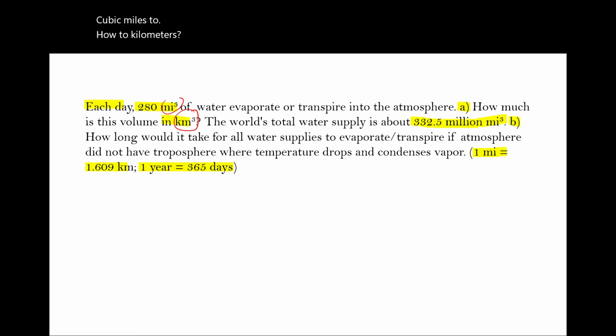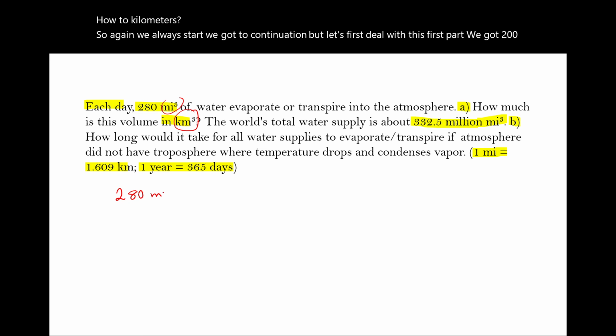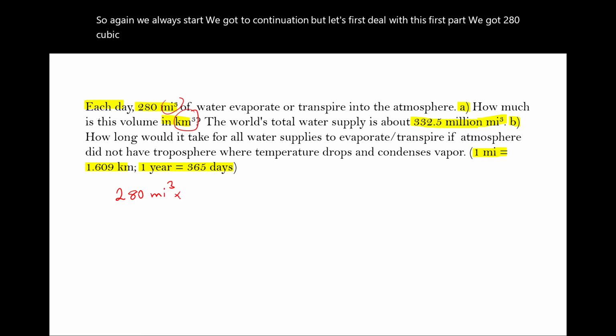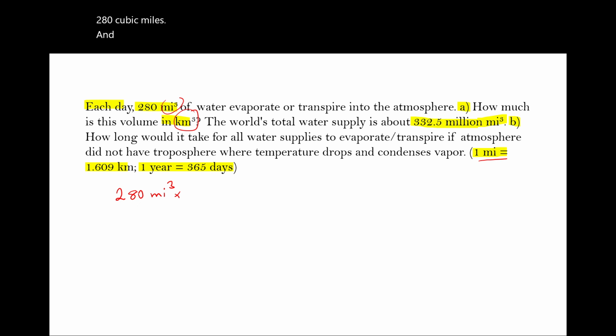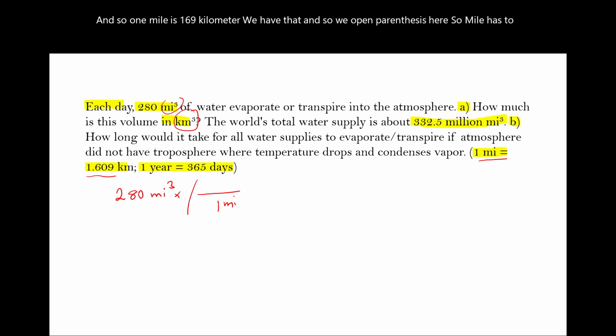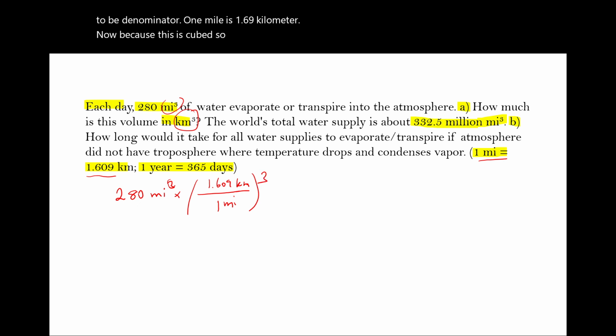Again, we always start with the first part. We got 280 cubic miles. And 1 mile is 1.609 kilometers. We open parentheses here. So mile has to be in the denominator: 1 mile is 1.609 kilometers. Now because this is a cube, we have to take the cube of everything, the whole thing.